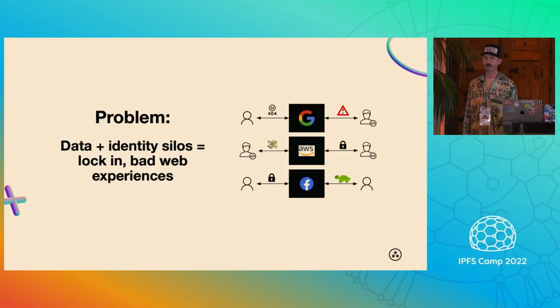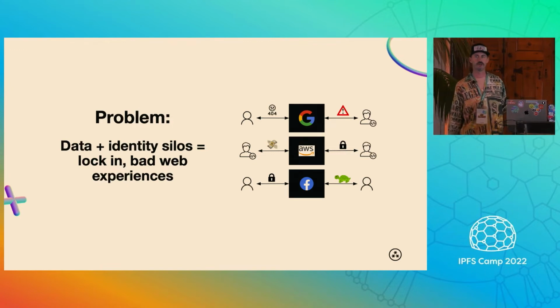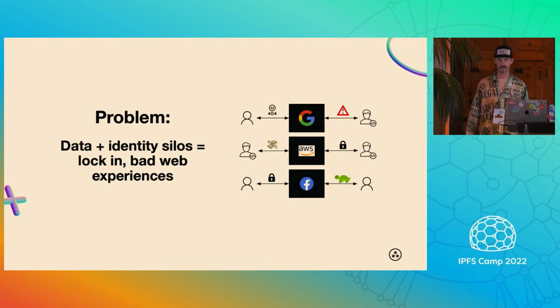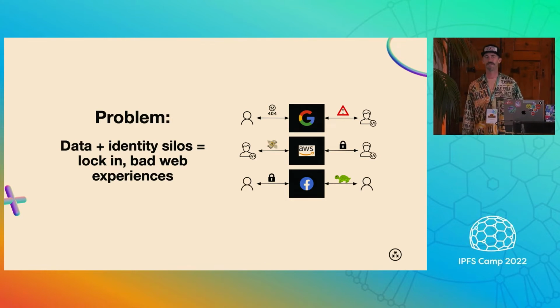So the problem we're trying to solve is that the traditional Web 2 stack forces you to make subpar user experiences, because centralized data and identity silos set you up to have to do the sorts of things that users don't really want, but they've all been trained to deal with in Web 2.